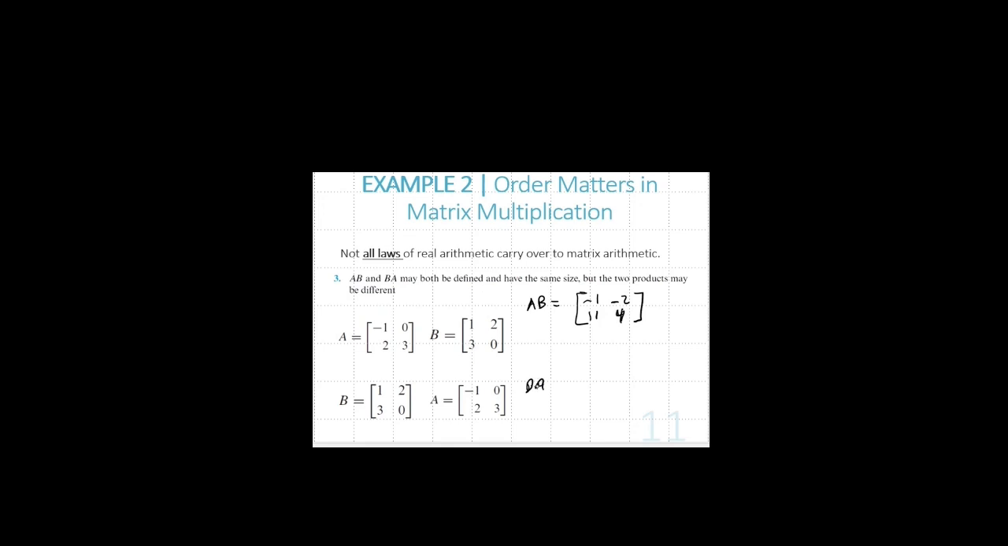And then we have BA. What is that going to equal? Here we've got 1 times -1 plus 2 times 2. So what do we got? 3. Then we got 1 times 0 plus 2 times 3, so that'd be 6. Then we've got 3 times -1 plus 0 times 2, so that's going to be -3. And then we got 3 times 0 plus 0 times 3, so that one's going to be 0. So check that out. Just realize not everything you have done before in algebra is going to hold true for matrices. So order here is going to matter.